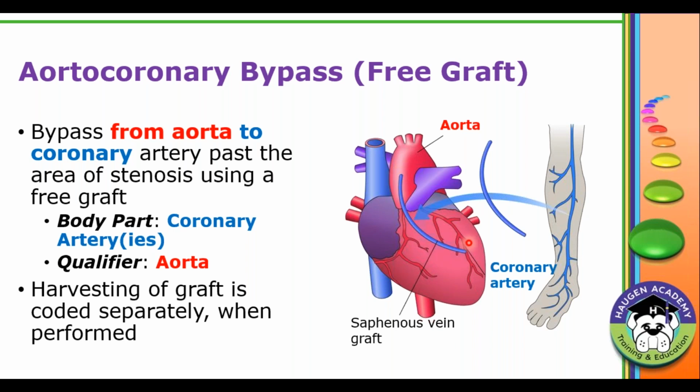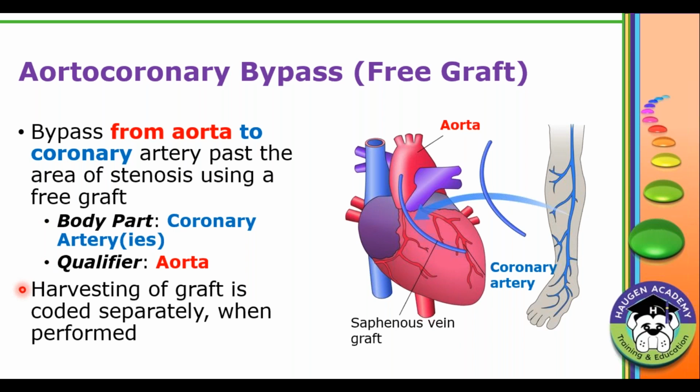What that graft is made of could be several different things. This one happens to be a saphenous vein graft from the leg, which is why we have a picture of the leg here. And this is going to code as bypass from the aorta to the coronary artery, and your body part, remember, is always going to be coronary artery, qualifier is going to be aorta, and then we are going to code the harvesting of that graft separately.